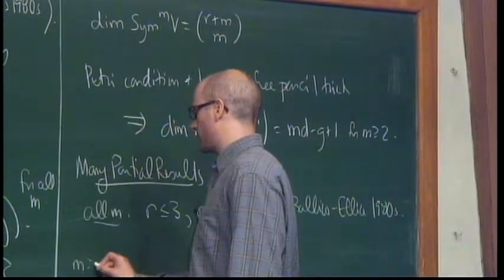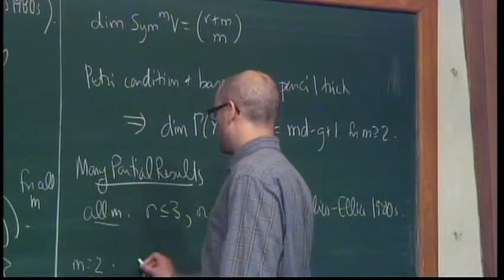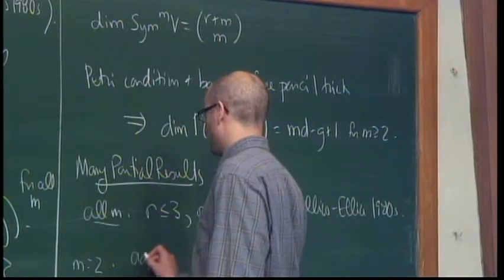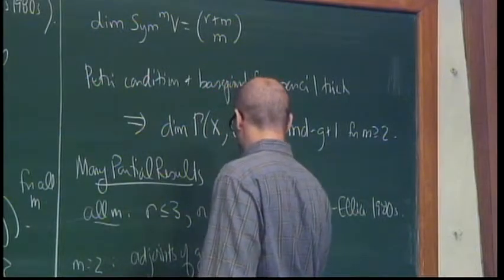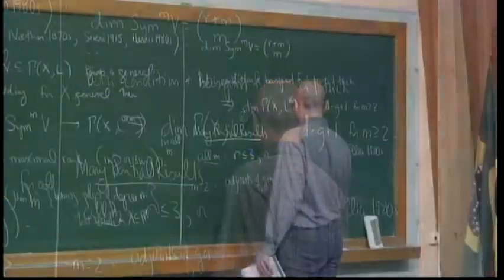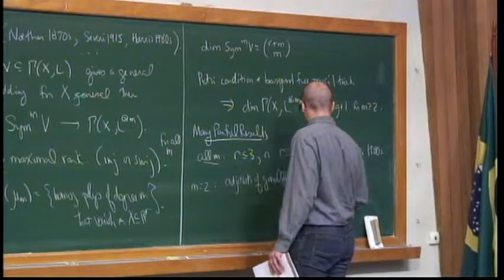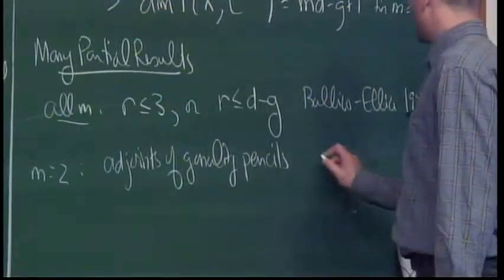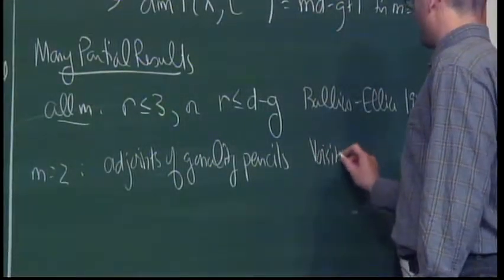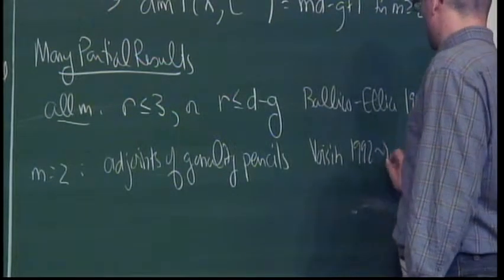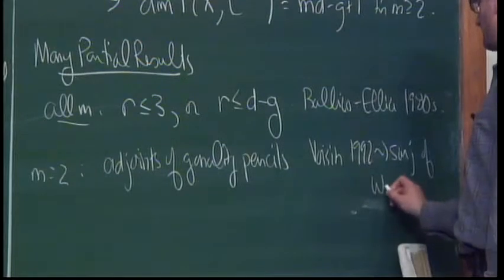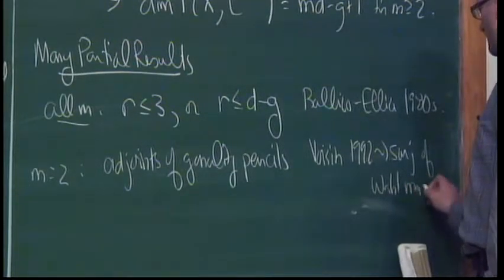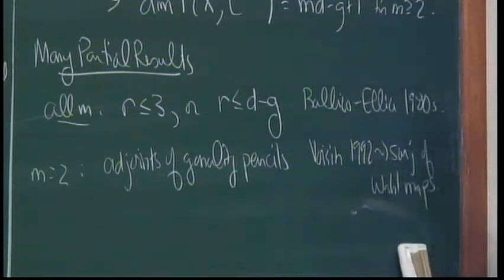For m equals 2, there's the case of adjoints of gonality pencils. And this is work of Voisin from 1992. And this was a key technical result in the proof of surjectivity of Wahl maps.